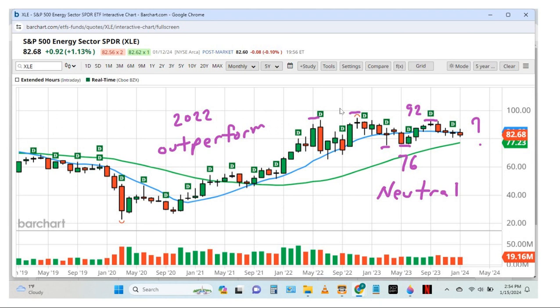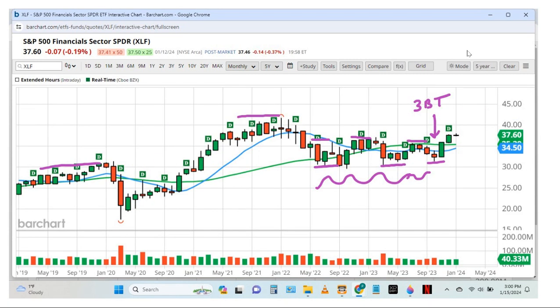So let's take a look here at symbol XLE for energy. In 2022, it outperformed, plateaued, and did not have a good 23. This is a very neutral looking chart to me, very sideways. So big question mark: will it go up, will it go down, or will it continue sideways? I would say under 76, it's probably going to go down. Over 92, it could have a higher year in energy, but right now neutral in my opinion.